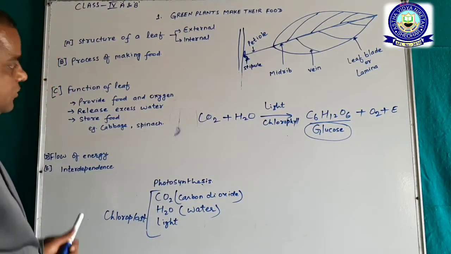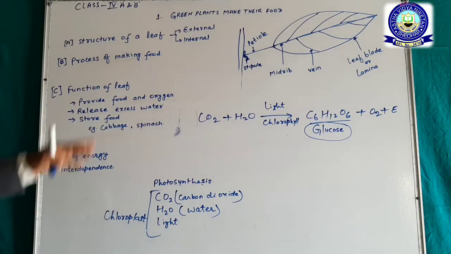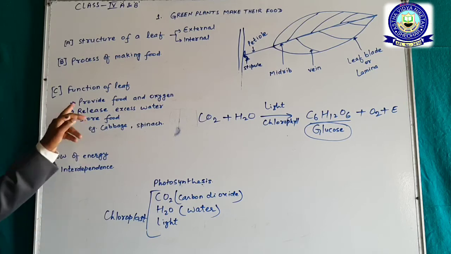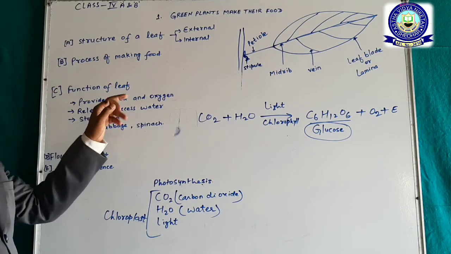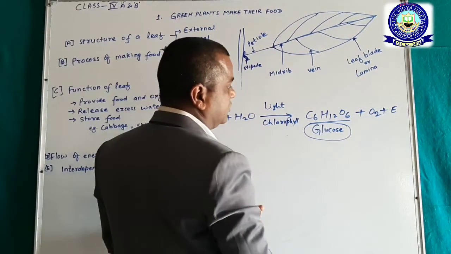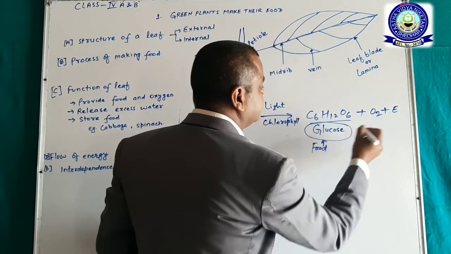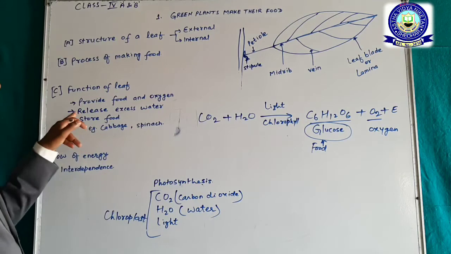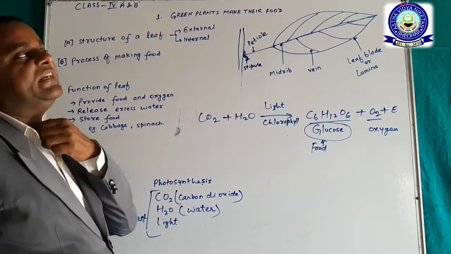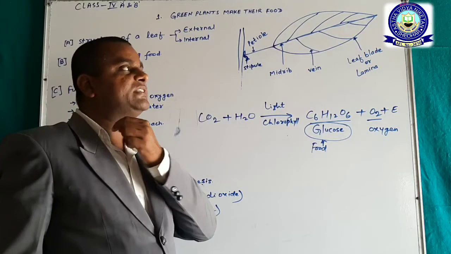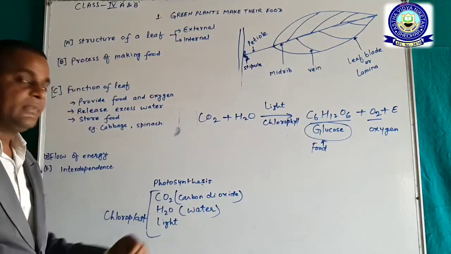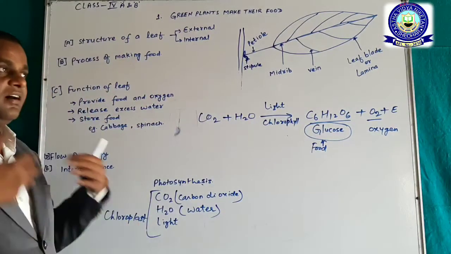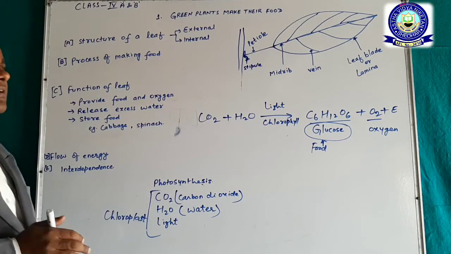Now come to the functions of the leaf. The main function is that it provides us food and oxygen. It also releases excess water. During the summer season, plants need to cool themselves down, so they release some water from the leaf stomata, like us, we sweat.